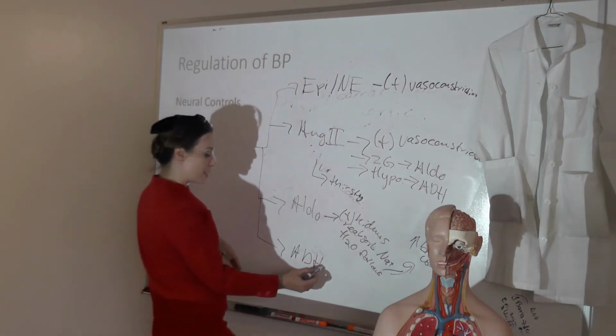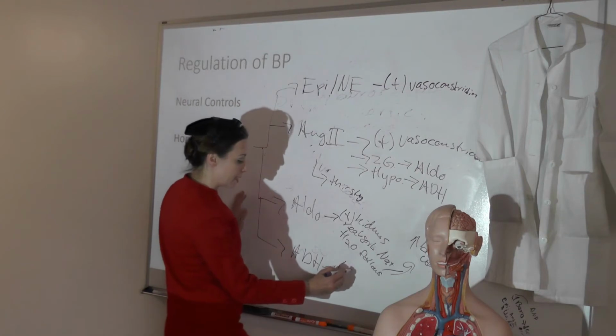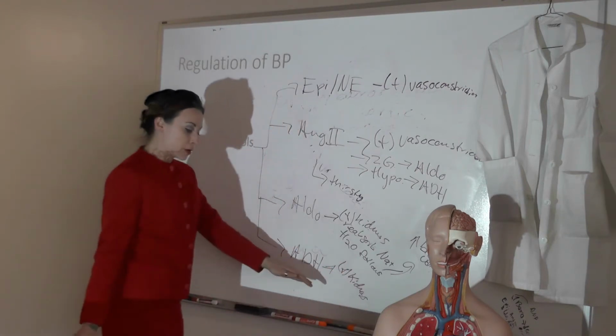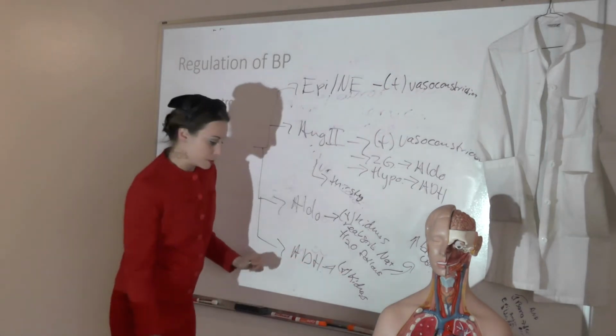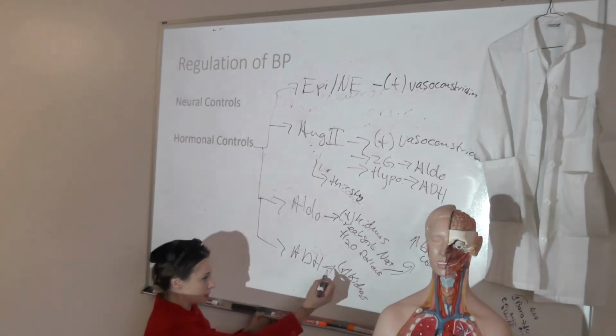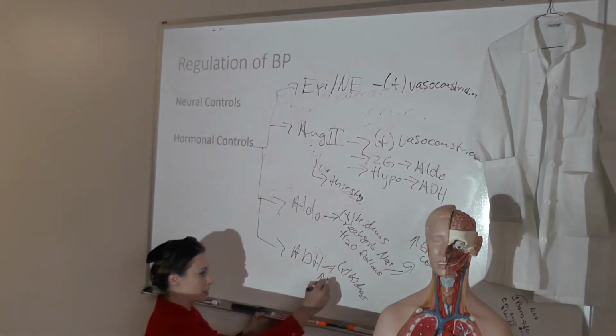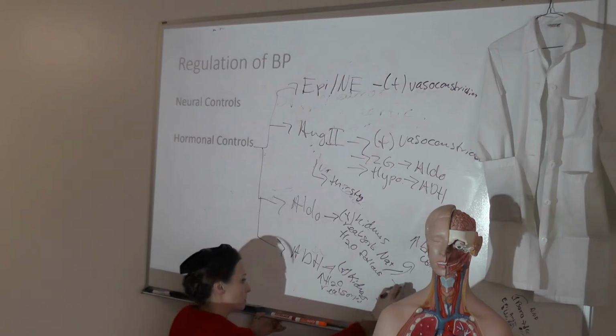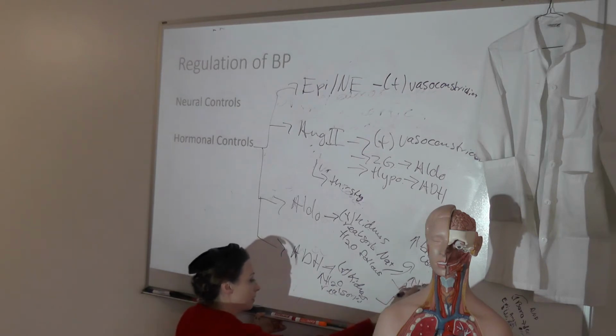Antidiuretic hormone, same thing. It's going to target the kidneys and help to increase blood volume, but now we're just going to directly stimulate water reabsorption. So antidiuretic hormone is going to stimulate the kidneys and they'll increase their water reabsorption. And now, through these mechanisms, we can increase our blood volume.